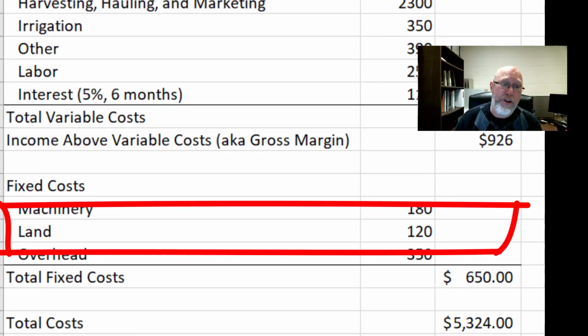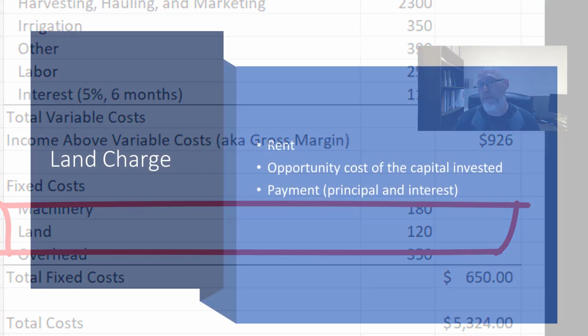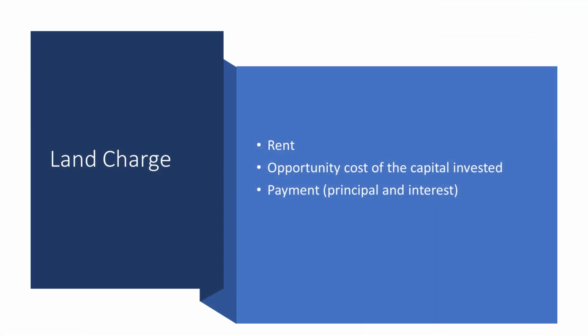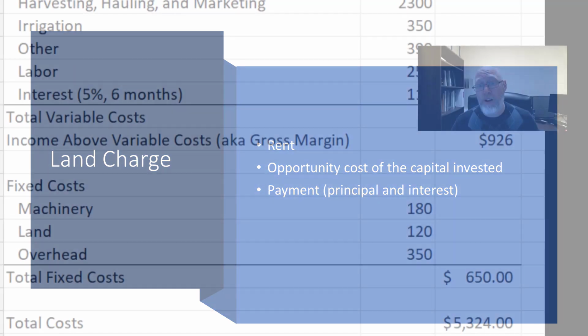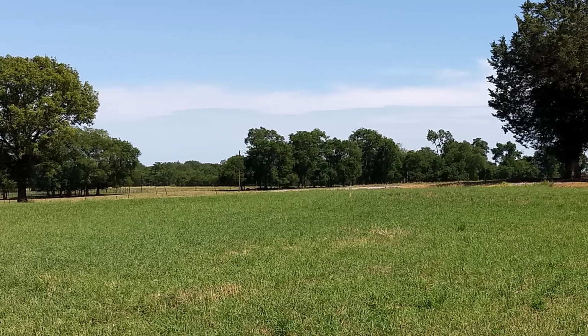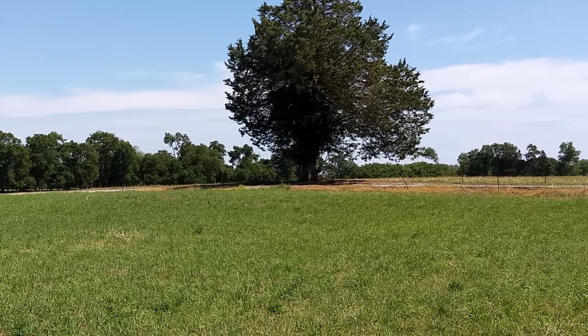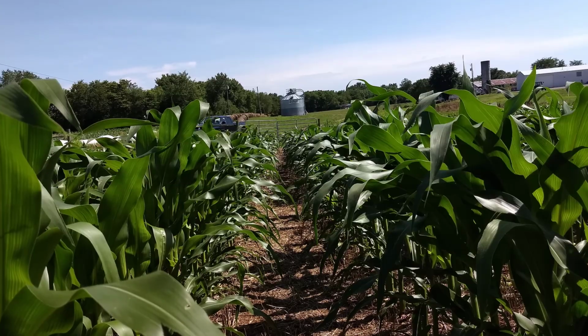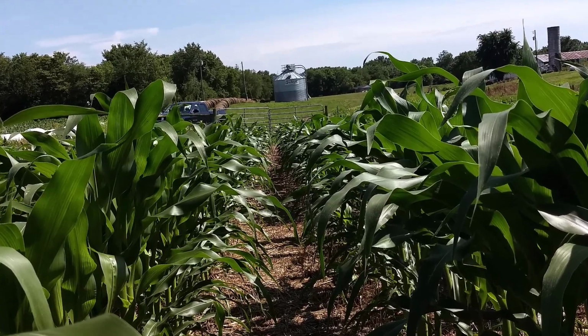There's going to be a land charge. There are multiple ways that you can come up with your land charge. The most direct and easy way is if you are renting the land, the rent you pay is the land charge. If you own the land, an alternative would be to say, hey, I could rent this land out for $120 an acre. That should be my land charge. Why? Because you've got to capture those opportunity costs.